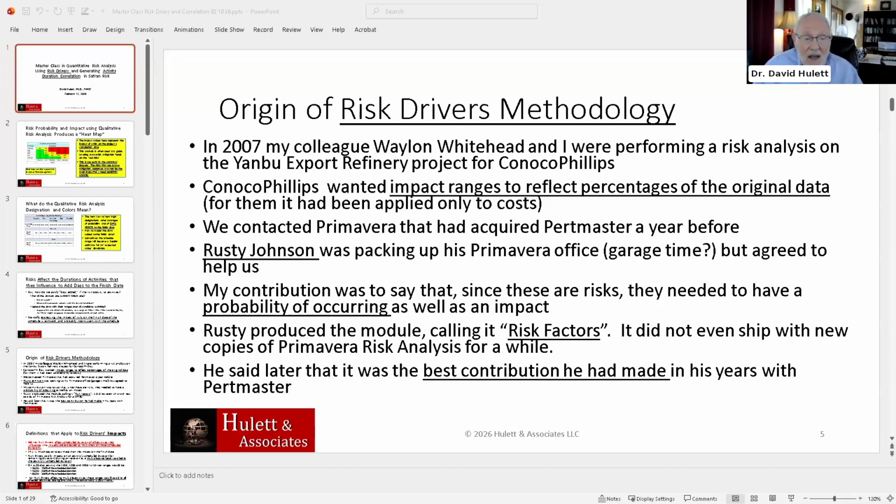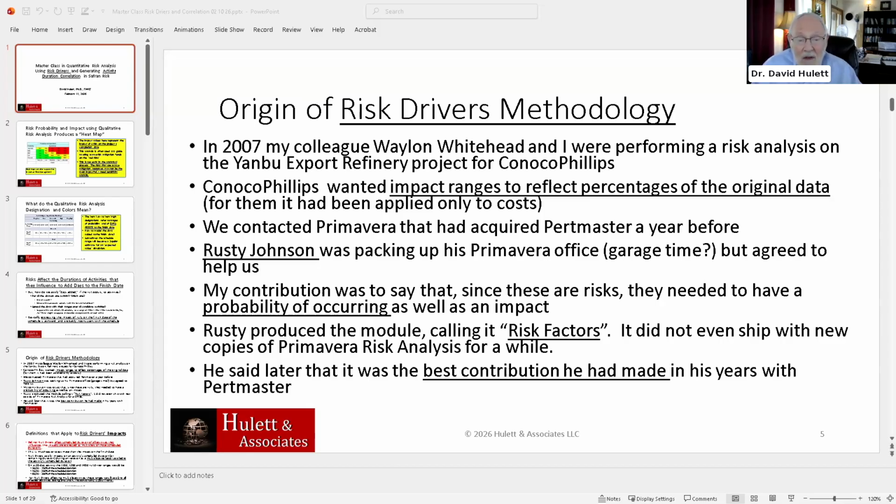In about 2007, a colleague of mine, Wayland Whitehead, and I were performing risk analysis on the Yanbu export refinery project for ConocoPhillips in partnership with Saudi Aramco. It's a new greenfield plant. ConocoPhillips has since gotten out of that. I think Total is the one that actually finished it with Saudi Aramco. But right now, it's ConocoPhillips.